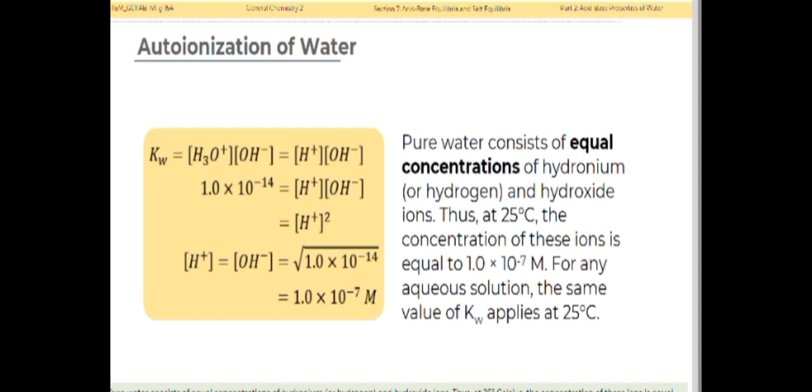Pure water consists of equal concentrations of hydronium or hydrogen and hydroxide ions. Thus, at 25 degrees Celsius, the concentration of these ions is equal to 1.0 times 10 raised to negative 7 molar. For any aqueous solution, the same value of Kw applies at 25 degrees Celsius.